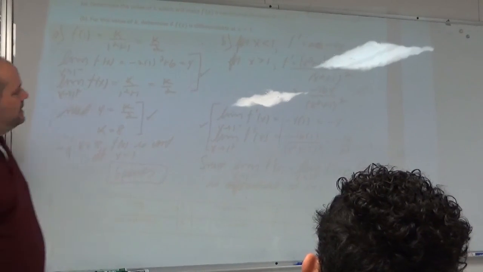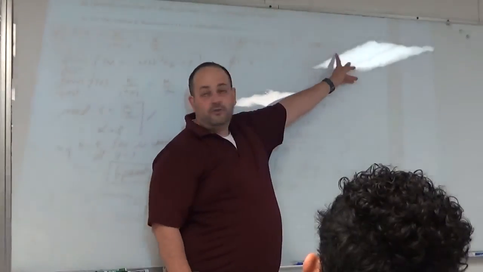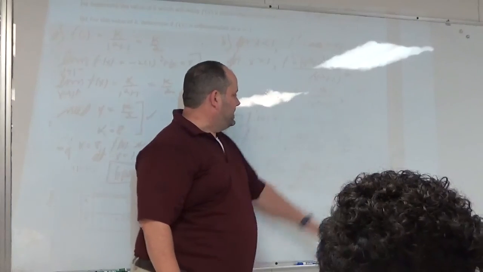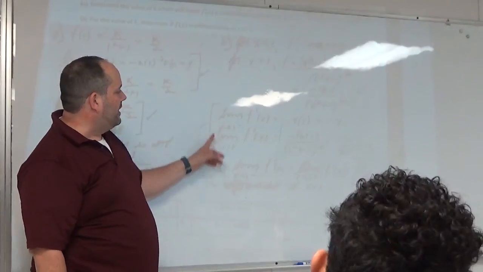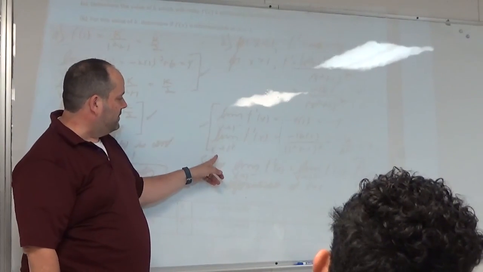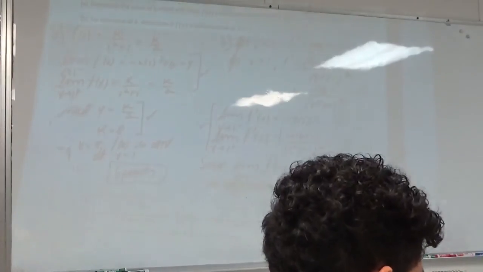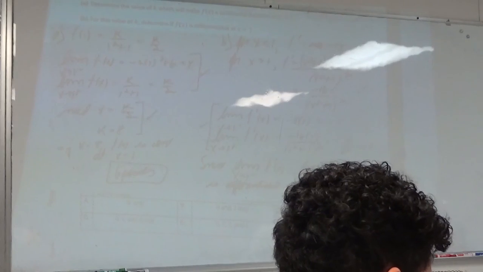Okay, so the points here: 1 point for considering limits on left and right, 1 point for k equals 8, 1 point for finding the derivative to be negative 4x, 1 point for finding the derivative to be this guy here, 1 point for evaluating both derivative limits, and 1 point for the conclusion. It's out of 6. So please write out of 6 how many you earned there.